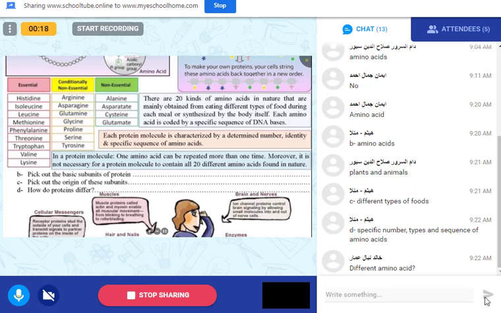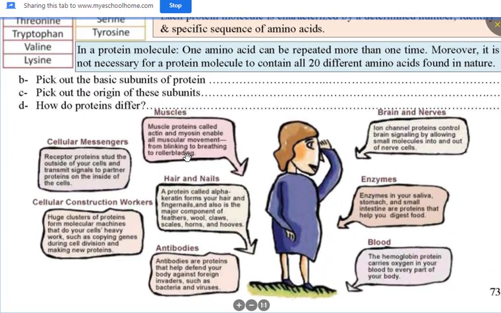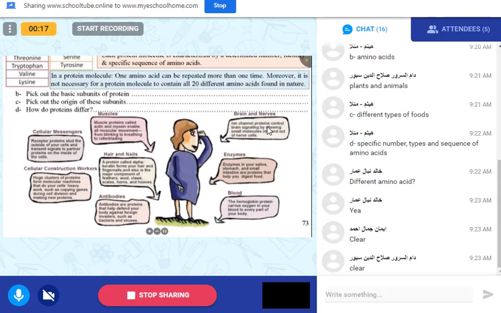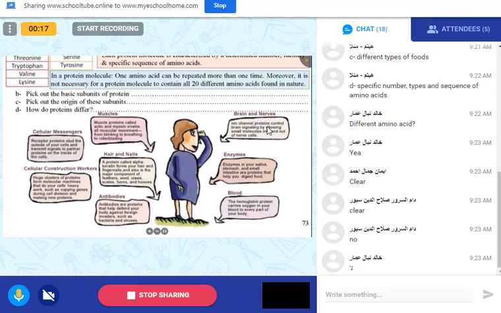Is this clear for everyone? Any question? Let's read now together what could be some functions of proteins in the body.